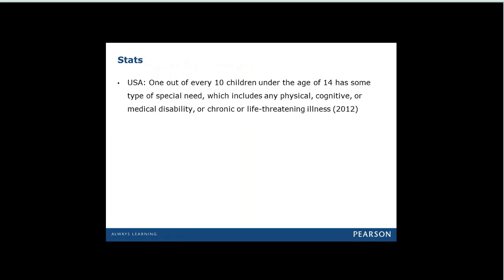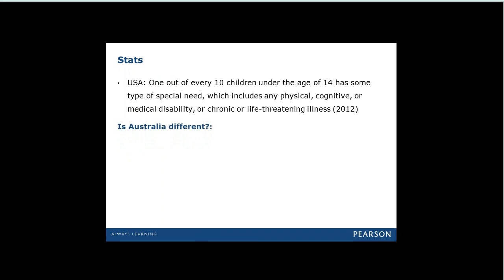So before I go too much into the actual details of the ABAS-3, I just wanted to talk about some statistics in terms of some diagnoses that we're seeing, and a reasonably common trend these days. So in the USA, 1 out of every 10 children under the age of 14 has some type of special need. This might be something that's physical, cognitive, or mental in nature, or it could be some sort of chronic or life-threatening illness. So that's 10% of the population for those kids under the teenage years. That's fairly high.